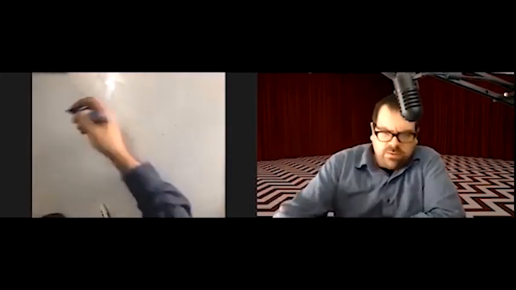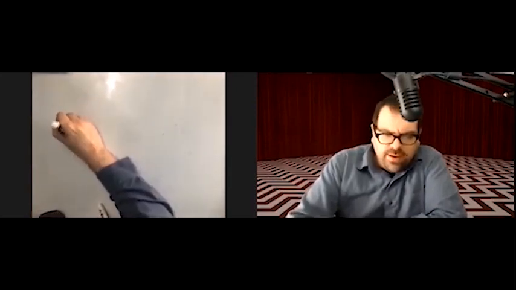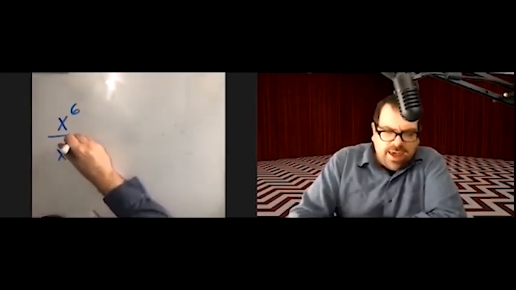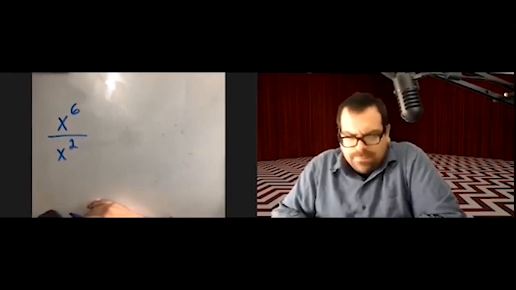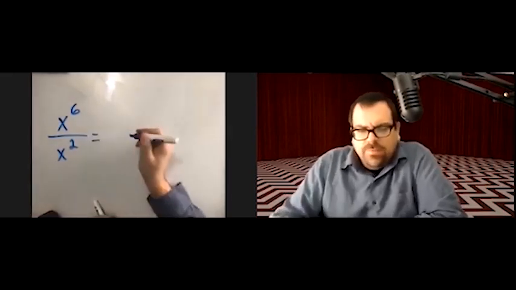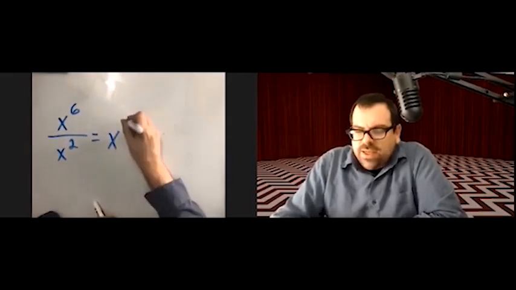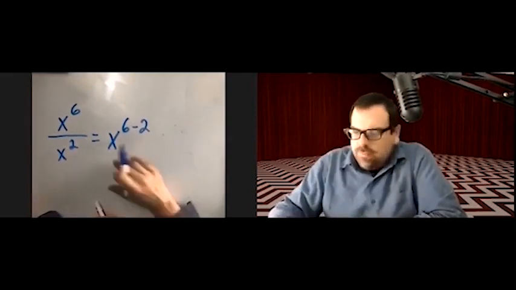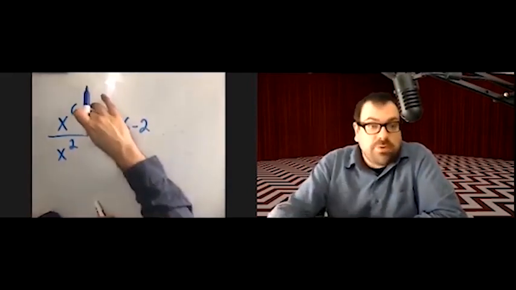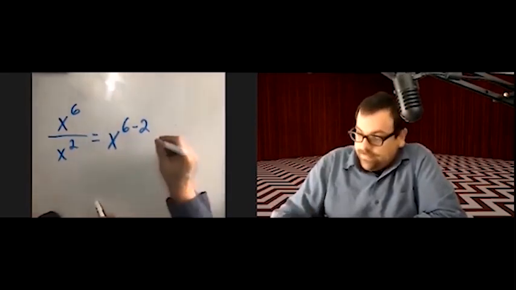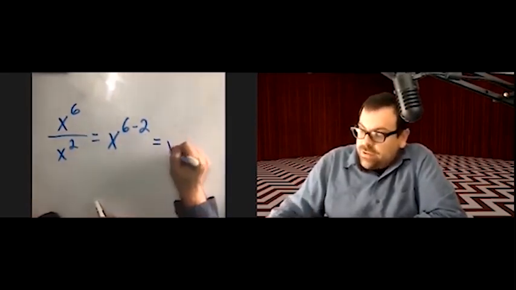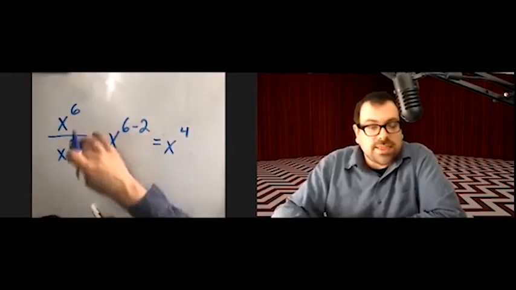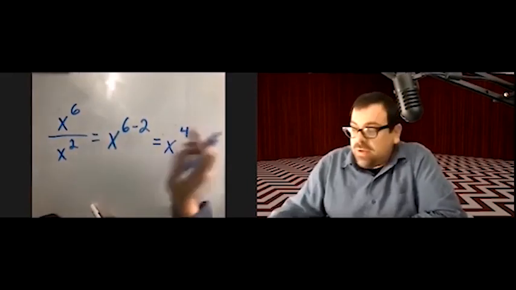What about if we were dividing? What if we had x to the 6th divided by x squared? Well, here, our rule is going to be that we subtract the exponents. Top minus bottom. Not big minus small, top minus bottom. And then 6 minus 2 is 4. So x to the 6th divided by x squared would be x to the 4th.